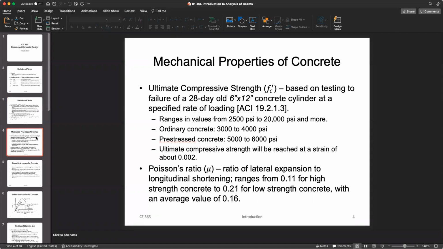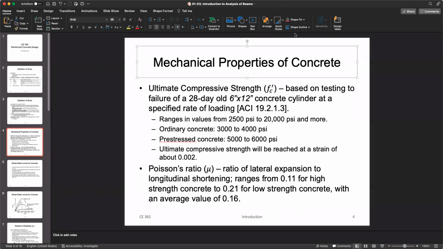Now, let's just continue our discussion. Now we're talking about the mechanical properties of concrete. One important characteristic of concrete is the compressive strength of concrete. We show it with F prime C.